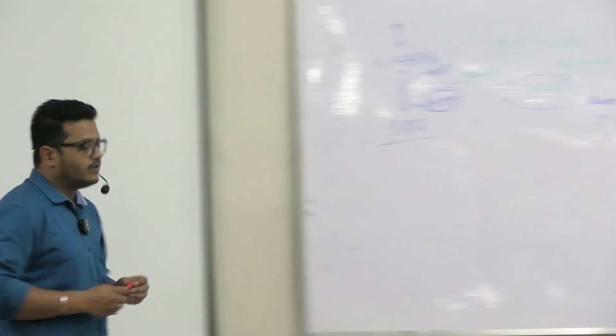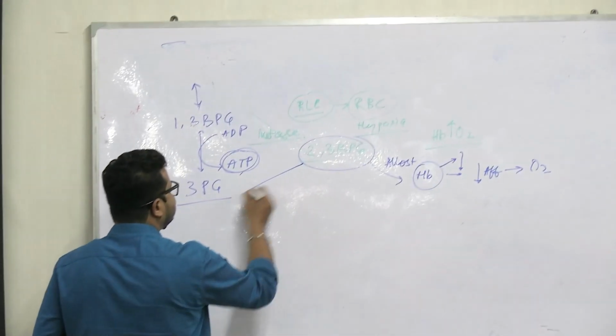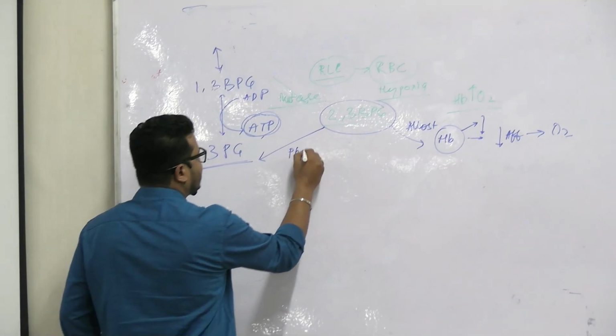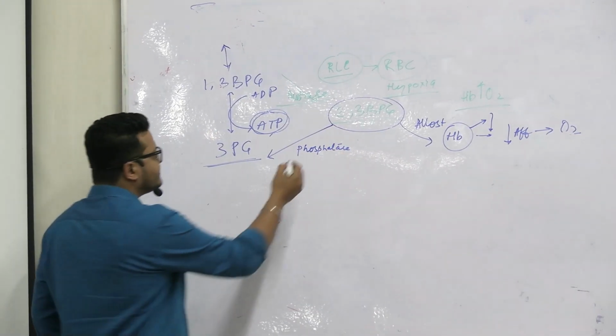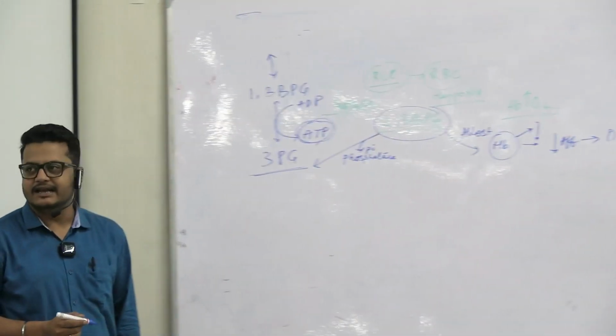Apart from that, if the condition is reversed and the hypoxia goes away, normal oxygen saturation is reached, the leftover 2,3-BPG can convert back into 3-phosphoglycerate by an enzyme called phosphatase. Okay, that removes the phosphate in the form of Pi. Is that clear?